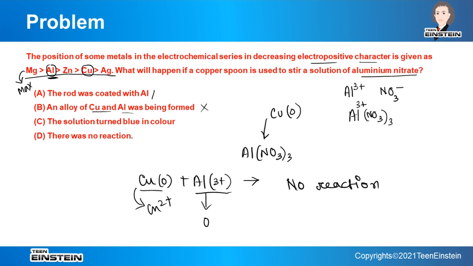But suppose you are doing the opposite thing, that is, suppose you have copper nitrate solution and you are dipping an aluminium spoon, in that case there will be a reaction. Because aluminium will feed electrons and itself will be converted to 3 plus, and copper is in +2 state because you have taken copper nitrate solution. So copper 2 plus will accept electrons and it will be reduced to copper. So this reaction is not possible. That means the opposite, reverse reaction is possible. Okay, so the correct option will be option D.